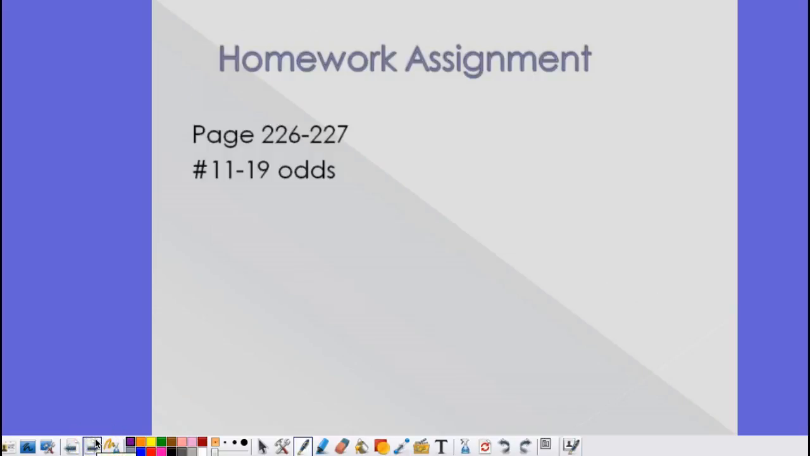Okay, so we're looking at page 226, 11 to 19 odds, plus I want to add on 16. You said to remind. Yes.